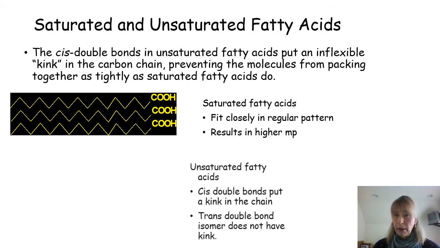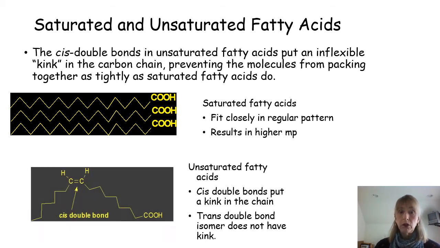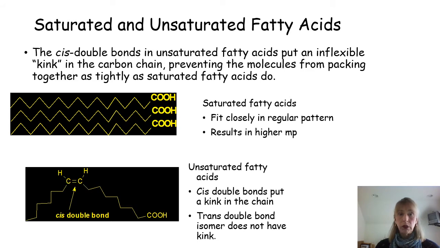So let's imagine an unsaturated fatty acid. And again, most of them are cis, all right? So cis double bonds put a kink in the structure. So let's look at what we're talking about here. So here we see the carboxylic acid end, okay? And a long chain of carbons. And then, oh, this is a monounsaturated, all right? Because it's just one double bond and it is cis. And notice how it puts a kink in the structure.